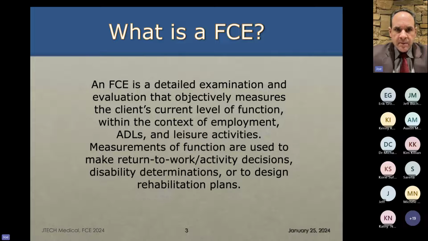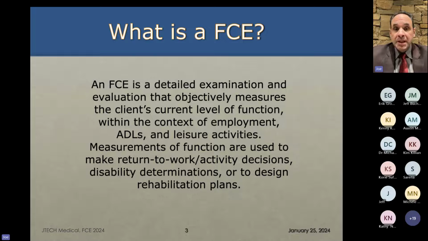So an FCE is a detailed examination and evaluation that should objectively measure the client's current level of function within the context of their employment. There could be some disability FCEs that also look at ADLs or leisure activities. It is a measurement of function, used to make return to work decisions, disability determinations, or to design your rehabilitation plan.